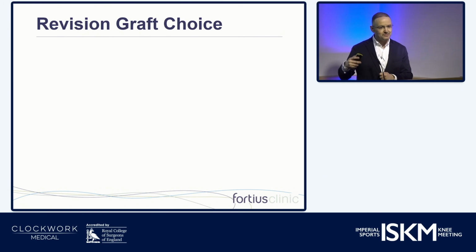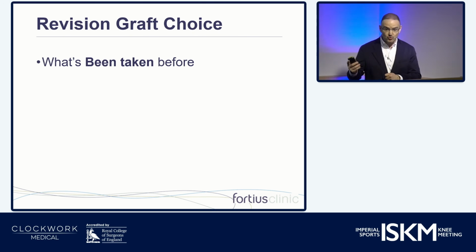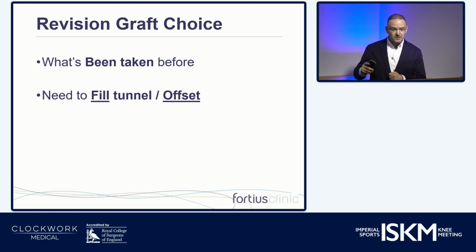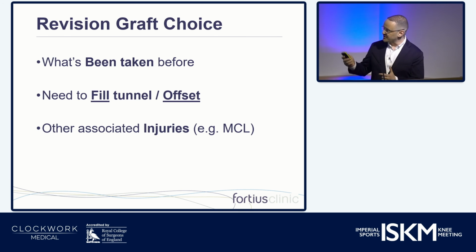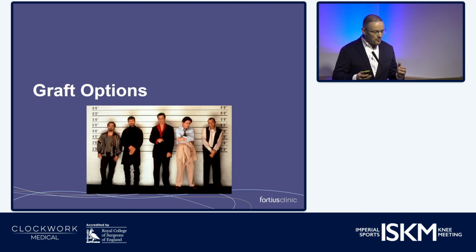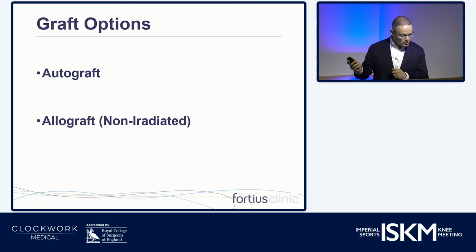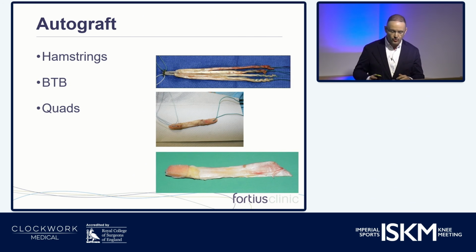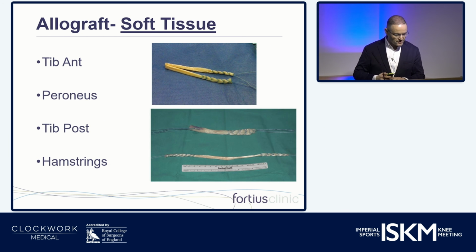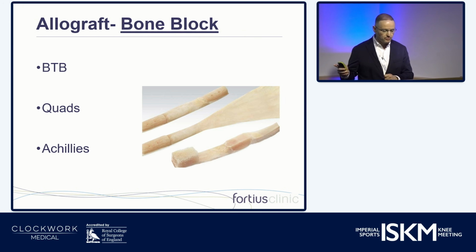But in the revision setting, there are some other factors we need to consider. This includes what's previously been used, because it's no longer available for you to use. The fact that you sometimes may need to fill a larger tunnel than you would otherwise have made. And that also gives us the opportunity with bone block grafts to position our graft eccentrically to optimize graft position. And then other associated injuries such as MCL injuries, etc. So our options are the usual suspects, which include autograft and non-irradiated allograft. Our autograft options you're all very familiar with, and our allograft options include both soft tissue graft options and bone block graft options.